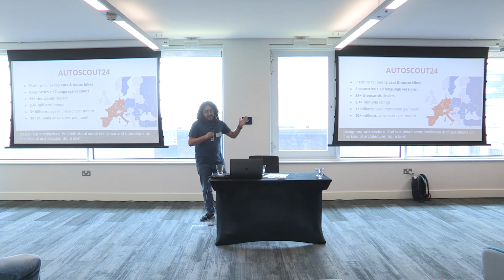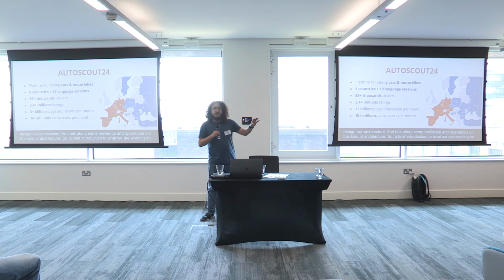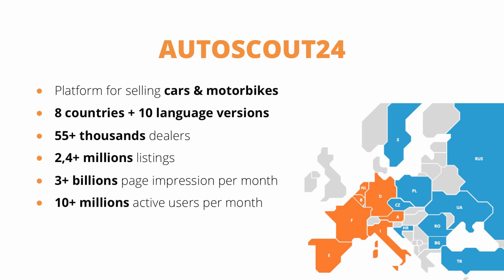A brief introduction to what we are working on. AutoScout is a classified platform with a lot of people selling and buying cars. There are a lot of numbers: we have 2.5 million listings and 3 billion page impressions per month. That's a lot of traffic, actually.